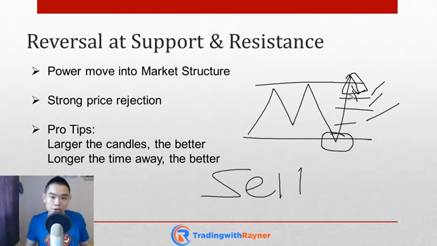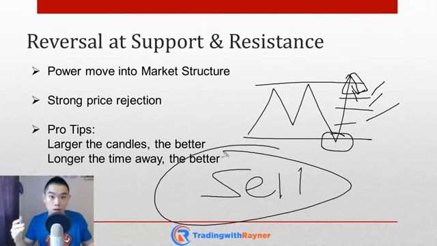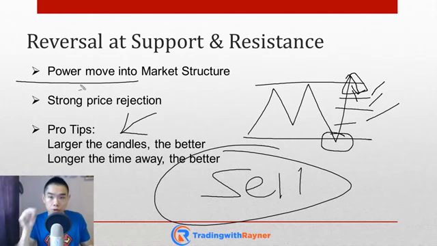So the more bullish, the more you get a power move into market structure, the more breakout traders will hop on board and get on the move. The stronger the reversal will be when it reverses back towards the downside, when it hits those sell stop orders. So this is why you want to see the larger the candles, the better, into market structure. Power move into market structure. Don't worry, I'll share with you an example later.